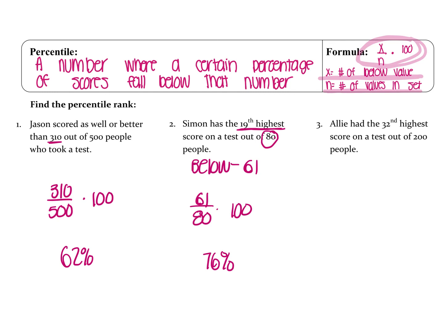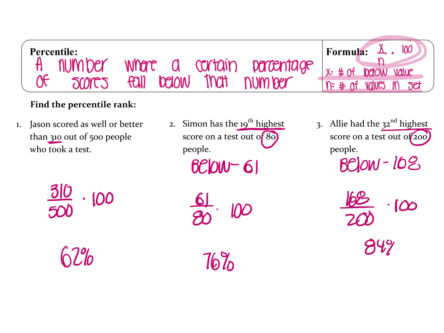Same thing here in number 3. It says Allie was the 32nd highest score on a test out of 200. So I have to first figure out how many people were below Allie. This would be 168. Then I do 168 divided by 200 times 100, which I end up getting about 84%, or the 84th percentile.